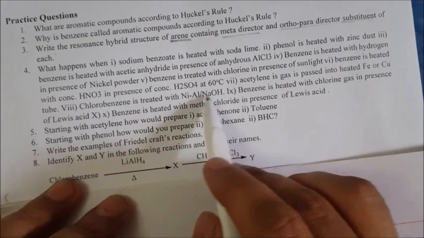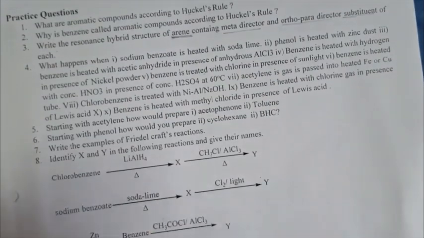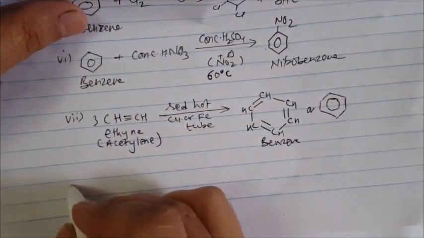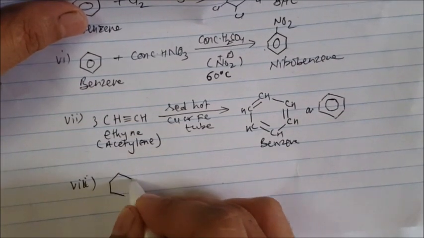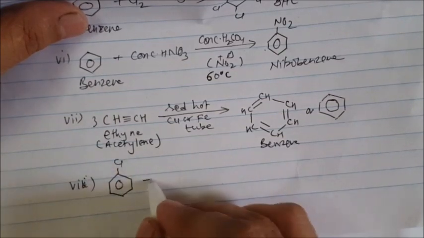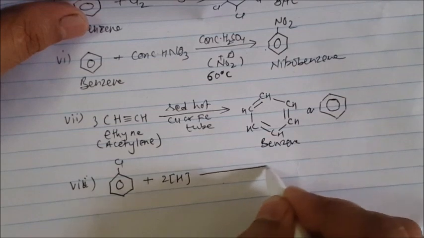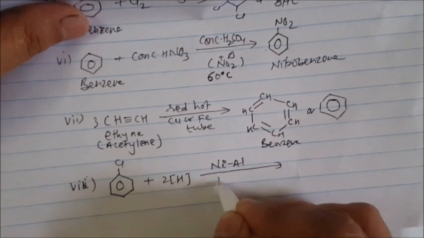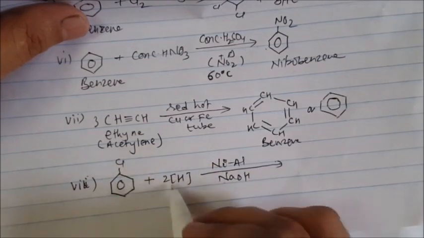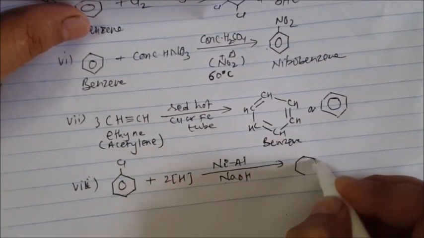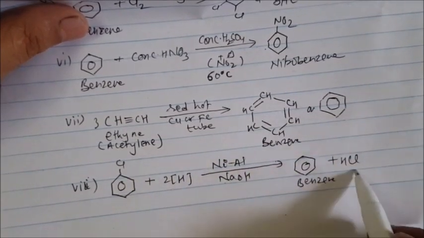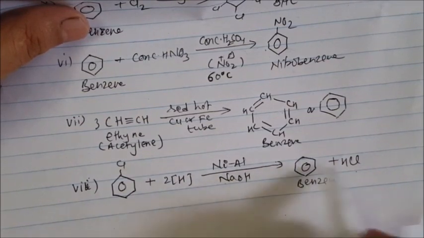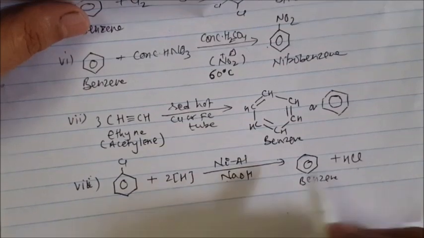Chlorobenzene is treated with nickel aluminum alloy in presence of NaOH. Okay, let's write it down. So chlorobenzene, this is also a reduction reaction. When a haloarene is reduced in the presence of this nickel aluminum alloy and NaOH, this NaOH reacts with aluminum to produce nascent hydrogen. Then this chlorobenzene is reduced to produce benzene plus hydrochloric acid, and this hydrochloric acid is neutralized by the NaOH in the medium to produce NaCl and water. So we don't have to write that down.